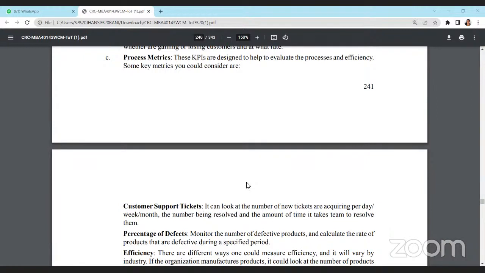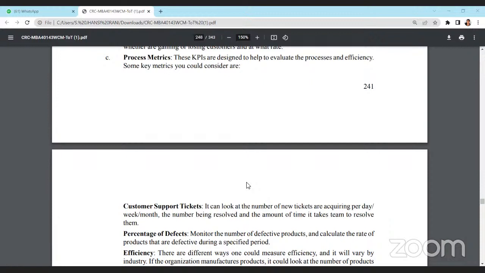Under this, the first one is customer support tickets. It can look at the number of tickets acquired per day, weekly, or monthly, the number being resolved, and the amount of time it takes the team to resolve them. And next one is percentage of defects, which means how we monitor the defective products and calculate the rate of products that are defective during a specific period.